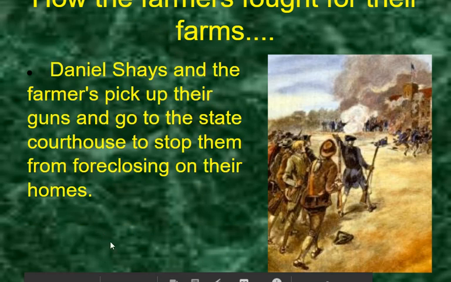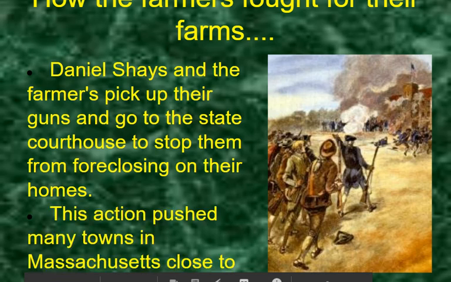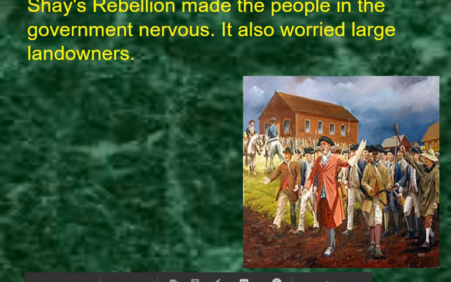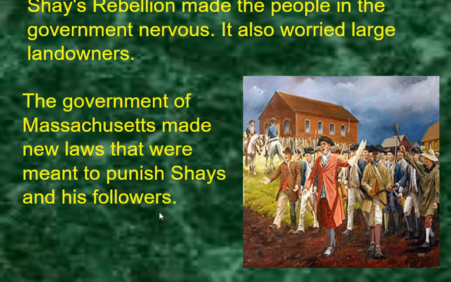So Daniel Shays and a bunch of farmers picked up their guns, went to the courthouse, and said, we're going to start a rebellion unless you pay us, because they were losing their homes and their farms. The action pushed many towns in Massachusetts close to anarchy, or basically there was no law and order there. That's just a picture. Shays' Rebellion made the people and governments nervous. It also worried large landowners.